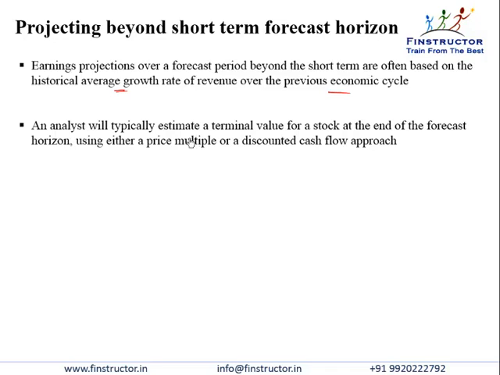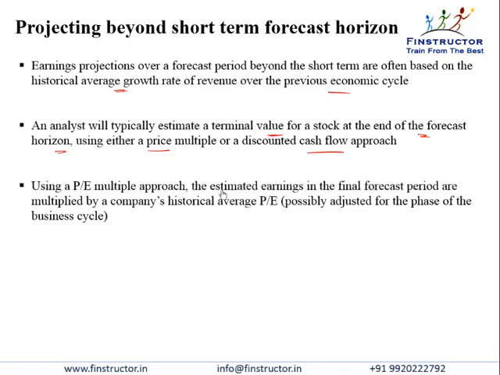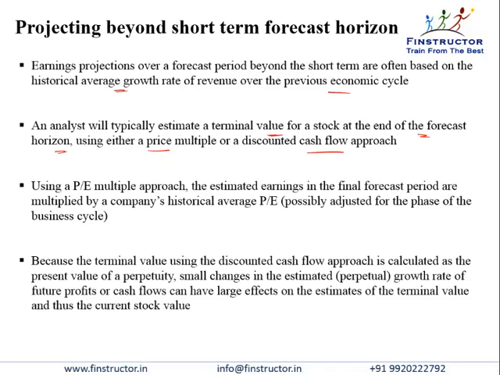An analyst will typically estimate a terminal value at the end of the forecast horizon using either a price multiple or a discounted cash flow approach. Using a PE multiple, the earnings in the final forecast period are multiplied by this historical average PE or some terminal PE that you want to assign. Using a discounted cash flow approach, you can apply the Gordon growth model and do D1 upon Ke minus g, where g is the perpetual growth rate assumed.